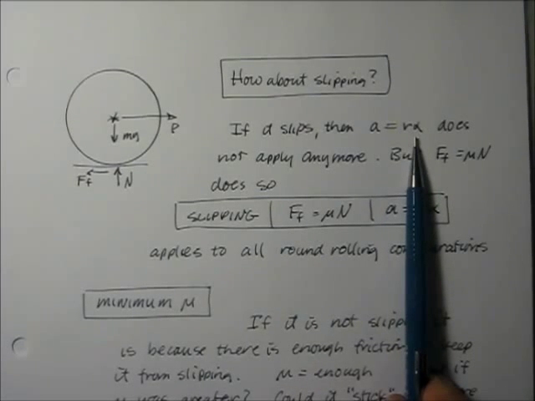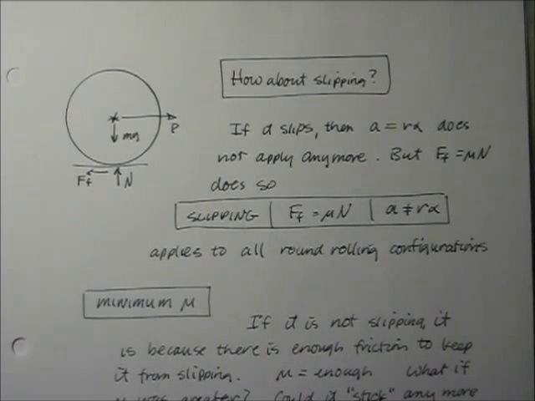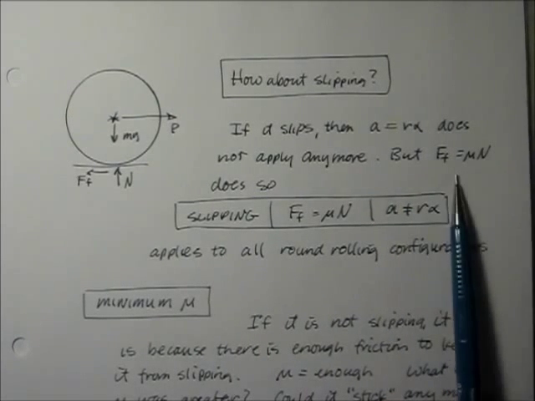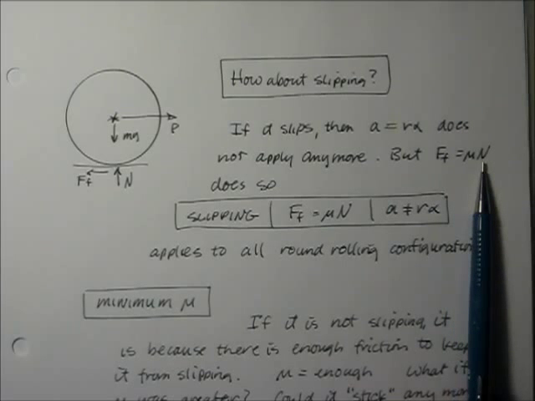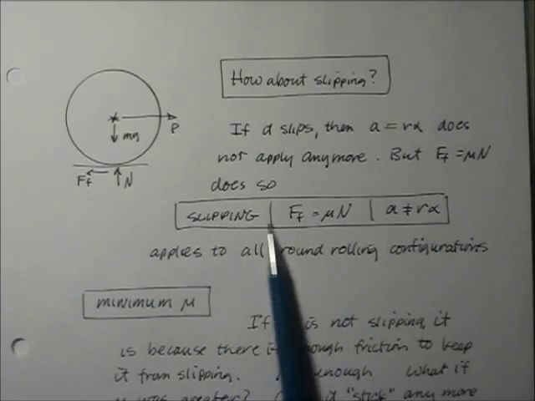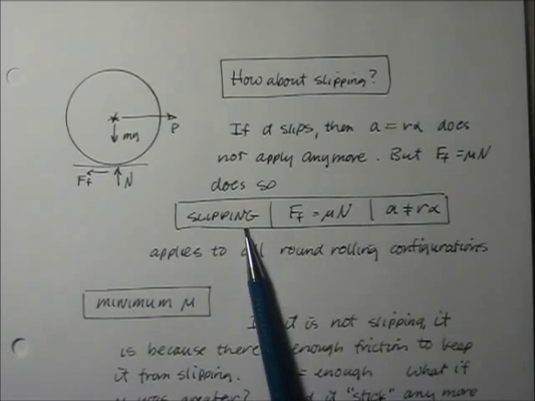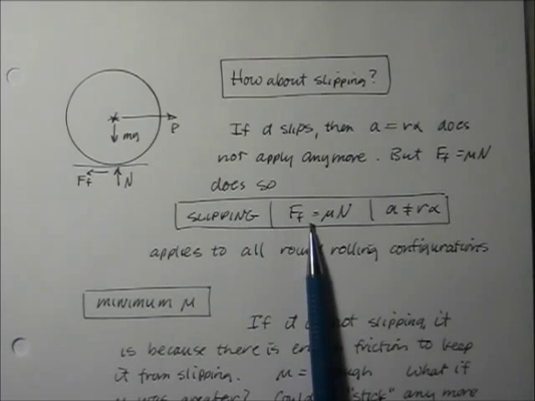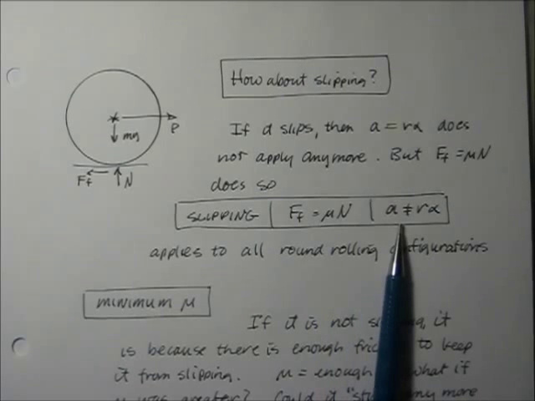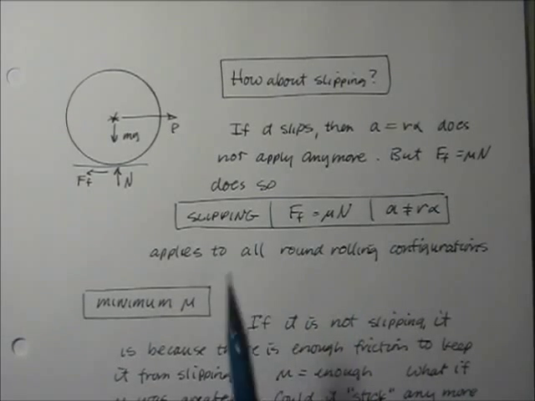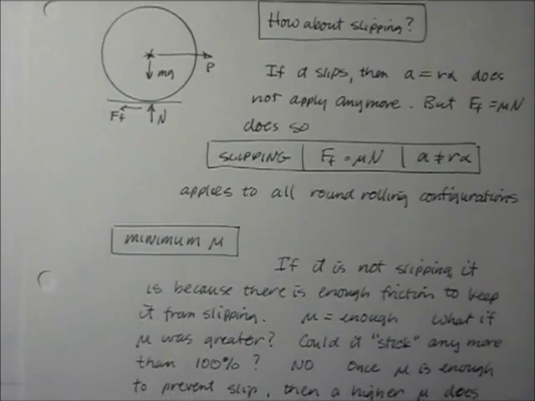However, when it begins to slip, A equals R alpha does not apply anymore. However, the force of friction does equal mu normal when it's slipping. So here are my slipping conditions, which are slightly different than the not slipping conditions. Under slipping conditions, force of friction is equal to mu normal, but A does not equal R alpha anymore, and this applies to all round rolling configurations.